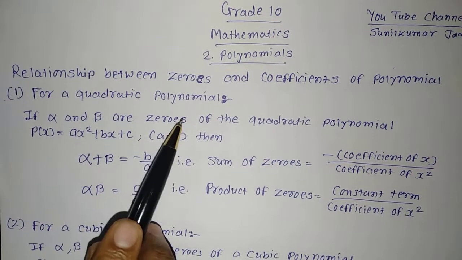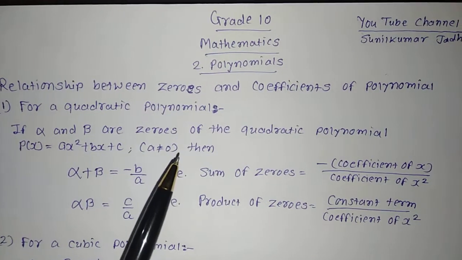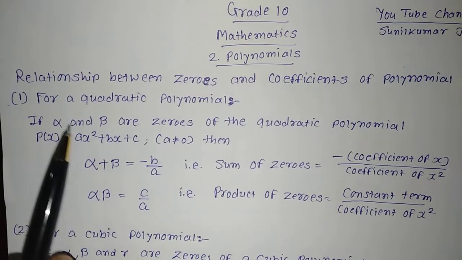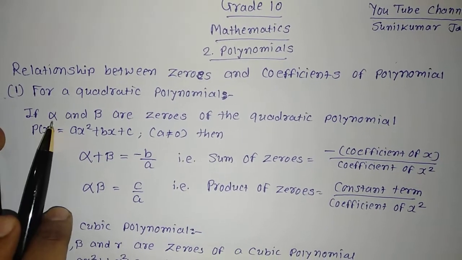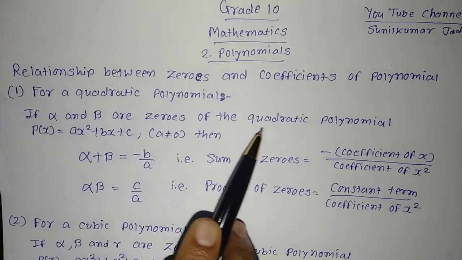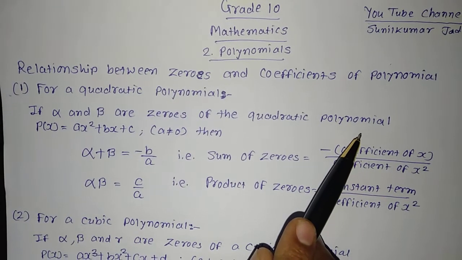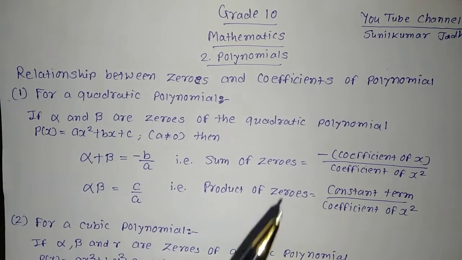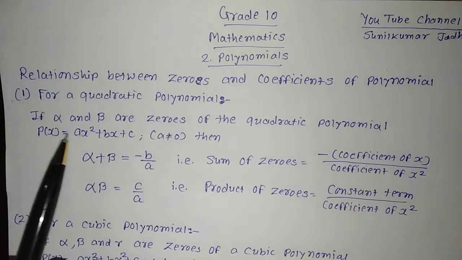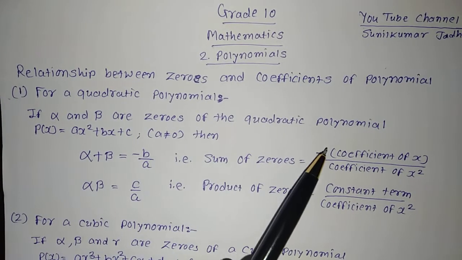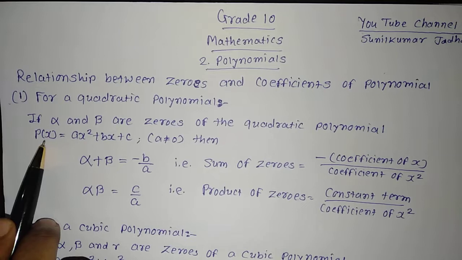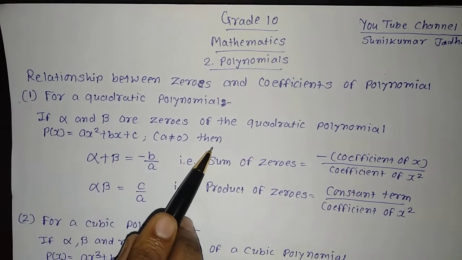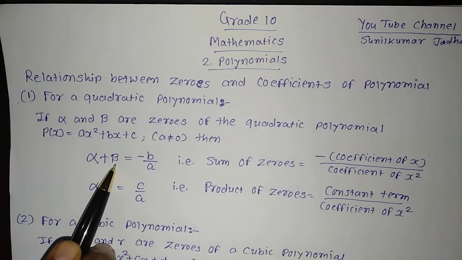We know that a quadratic polynomial means the polynomial whose variable has highest degree 2. We call it the quadratic polynomial. For a quadratic polynomial, if alpha and beta are zeros of the quadratic polynomial, what is the meaning of zeros? When we put these values of the variable, we get the answer equal to 0. So alpha and beta are the zeros of the quadratic polynomial. The polynomial is p of x is equal to ax square plus bx plus c, where a is not equal to 0.